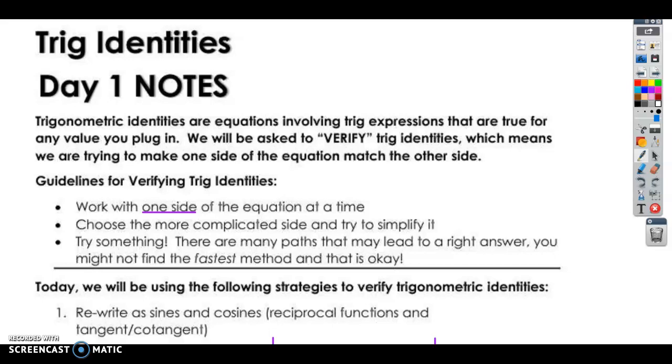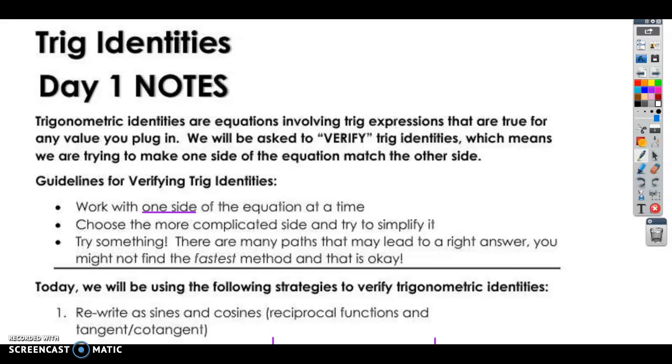All right, this is one of my favorite lessons to teach all year. So what we're going to do today is work with trigonometric identities. They're equations involving trig expressions that are true for any value that you plug in, but we have to show or verify that. In order to do that, we have an equation, we work on one side, and we get it down to match the other side. We only work on one side. It's not like solving an equation in Algebra 1 or something.